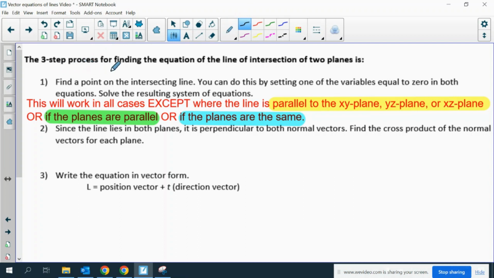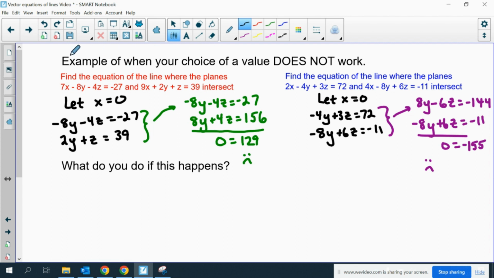You may have noticed that our three-step process for finding the intersection line of two planes is usually a pretty good system, but sometimes there's a dilemma. When we substitute a number like 0 in for both equations and solve the resulting system, sometimes it doesn't work. So I gave some situations. If the planes are the same, the planes are parallel, or the line is parallel to the xy, yz, or xz plane, this won't work. And so let's break down some of those cases even more.